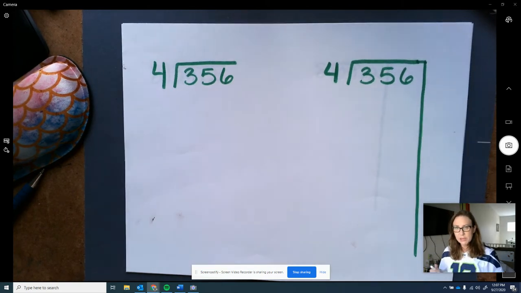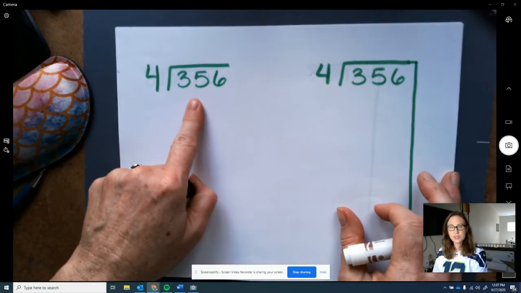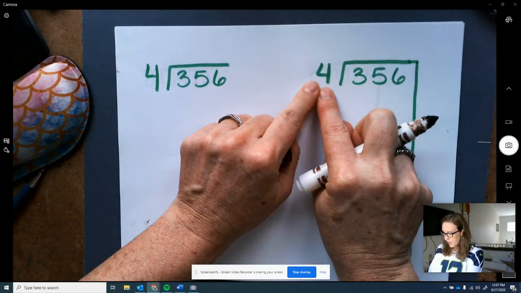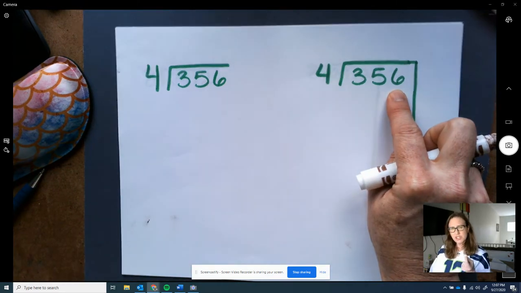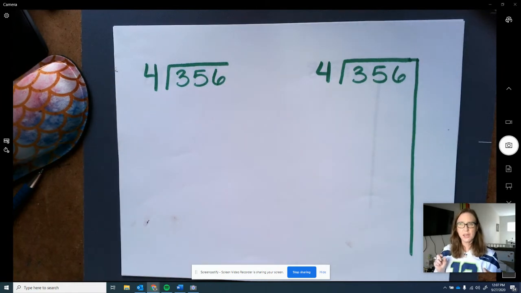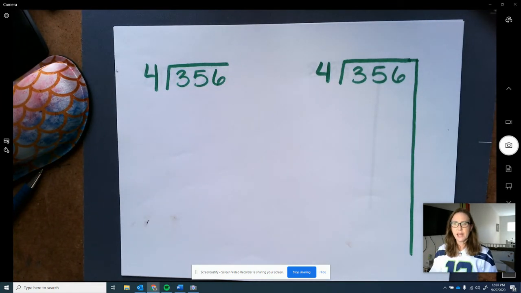All right, so I'm going to start with the partial quotient so that you can kind of see how that relates to the standard algorithm. If I have four groups, if I have 356, it helps with division, with a lot of math, to put it into a scenario. So I'm going to say I have 356 pieces of bubble gum. I don't know why, but I do.